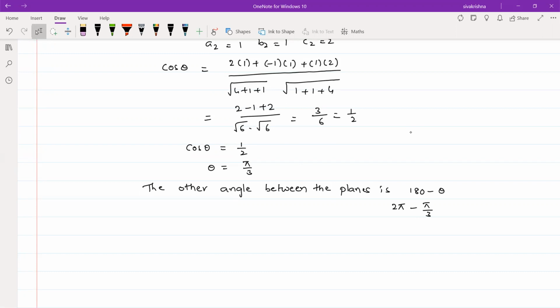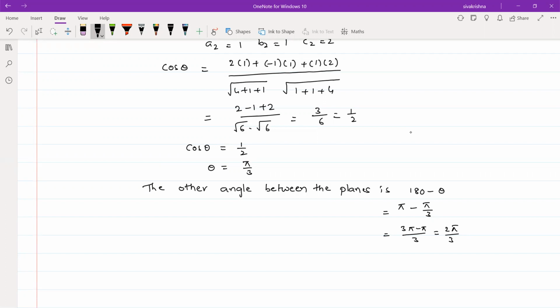Sorry, 180 is nothing but pi only. So pi by 2 represents 90, whereas pi represents 180. 2 pi is nothing but 360. So I am writing 180 as pi, minus theta, which is pi by 3. Whenever we write this value, we get 3 pi minus pi by 3, so this is equal to 2 pi by 3. So the angles between the planes are pi by 3 and 2 pi by 3.